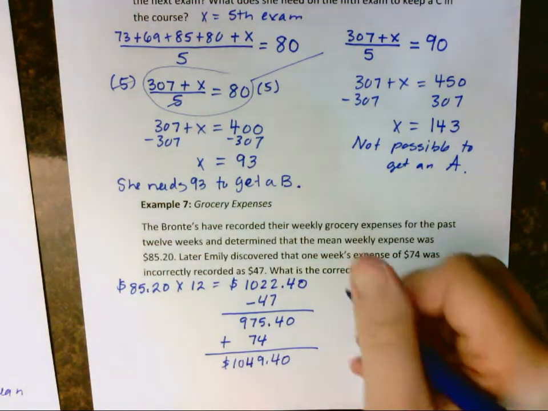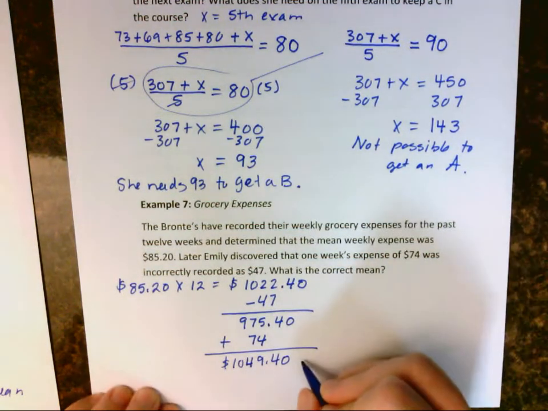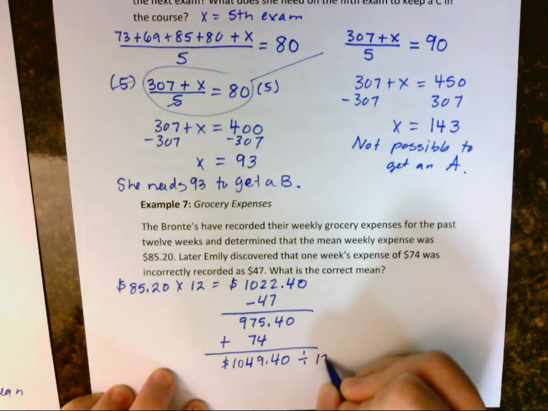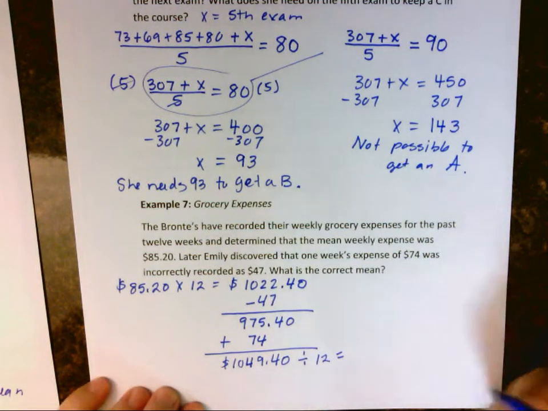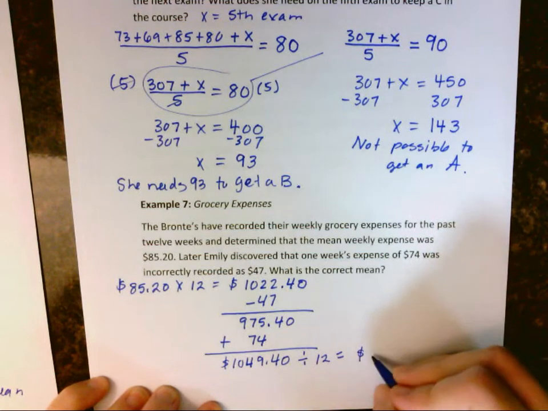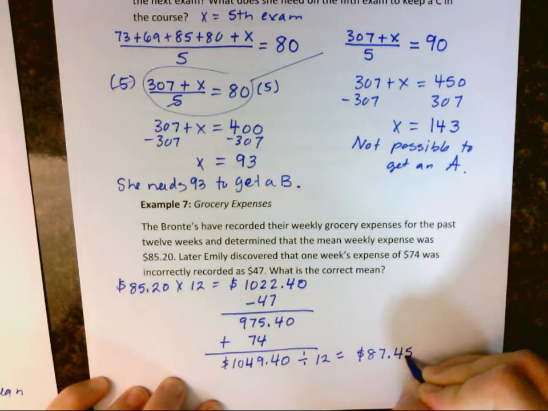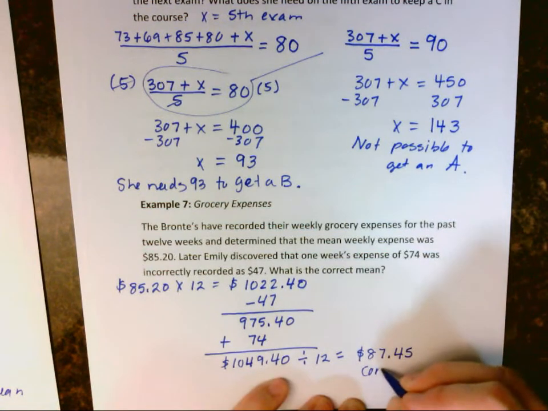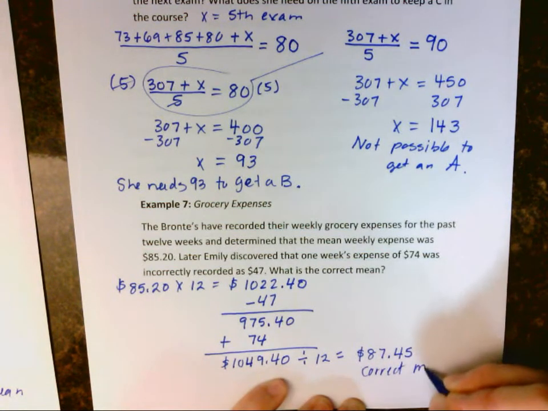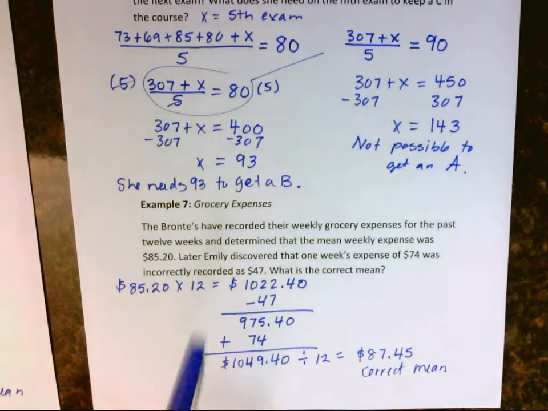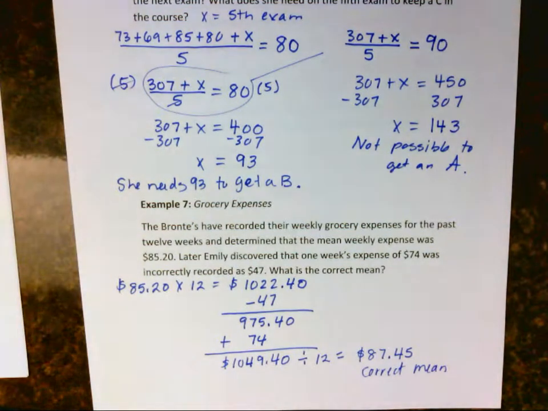However, read the question. It wants to know the mean, the average. So we now must divide this by 12 weeks to see what the weekly average is. It should go up, right? A little bit. 87.45 when we calculate that. This is the correct mean once we took out the mistake and put in the right amount. Okay, and it went up a slight bit because it was 12 weeks.